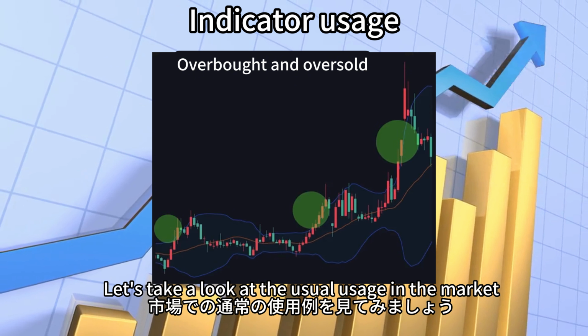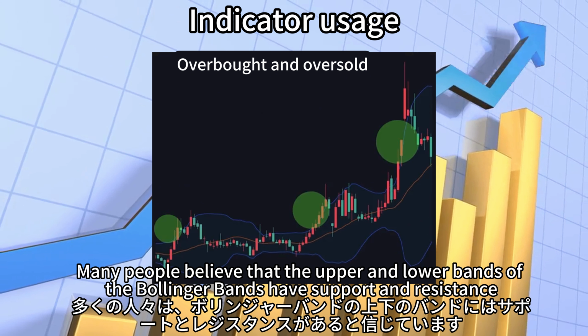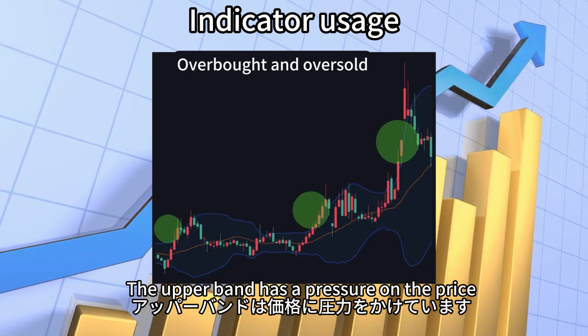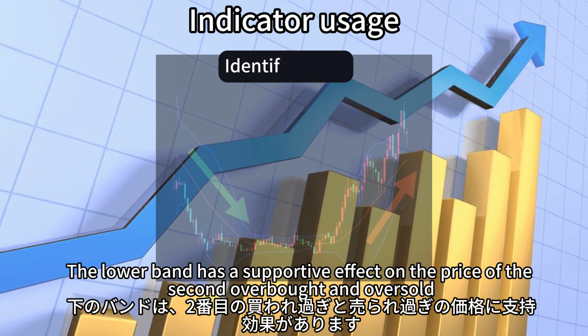let's take a look at the usual usage in the market. The first is support and resistance. Many people believe that the upper and lower bands of the Bollinger Bands have support and resistance. The upper band has a pressure effect on the price. The lower band has a supportive effect on the price.